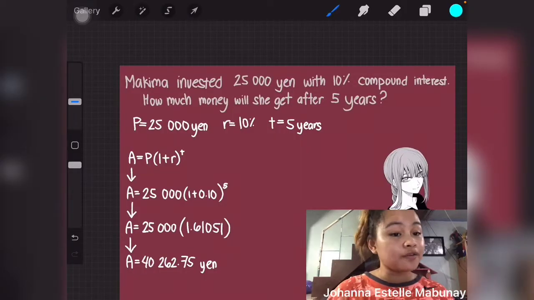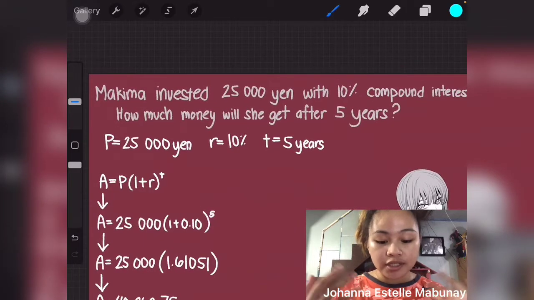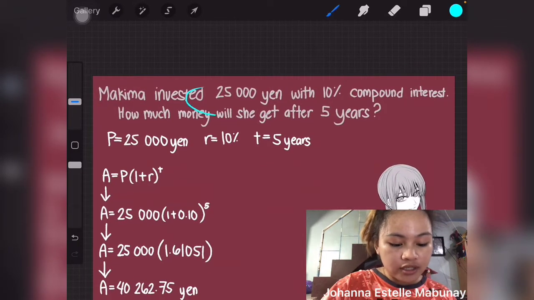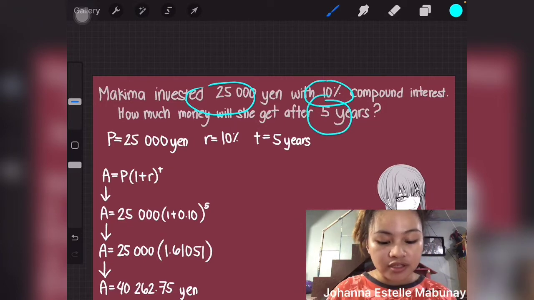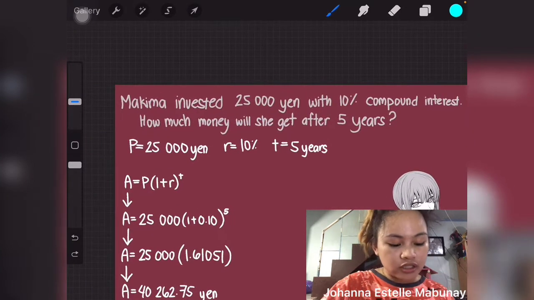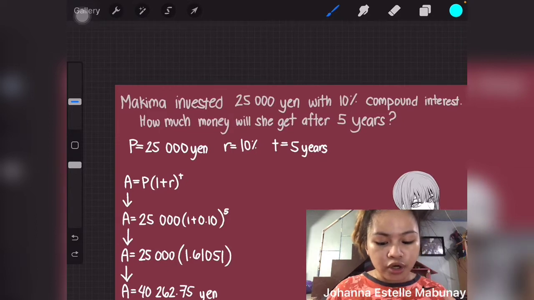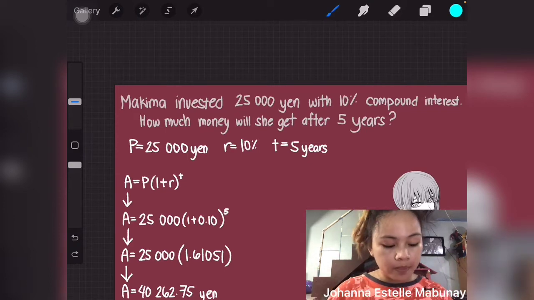Let's answer questions 3 to 5. So, for 3, I'm going to give an example of a compound interest. So, Makima invested 25,000 yen with 10% compound interest. How much money will she get after 5 years? So, those are our given: 25,000 yen, 10% rate, and 5 years time. So, we're going to input all those into this solution. So, the solution for compound interest is A is equals to principal times 1 plus r raised to the power of time. So, we're going to input that.